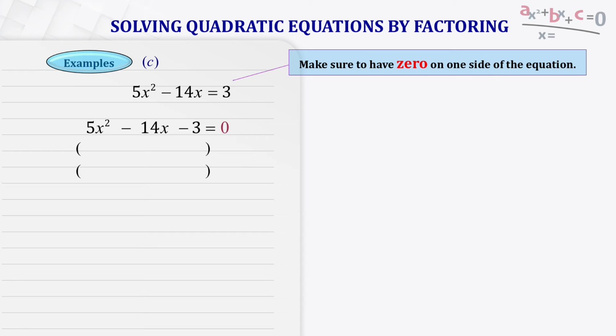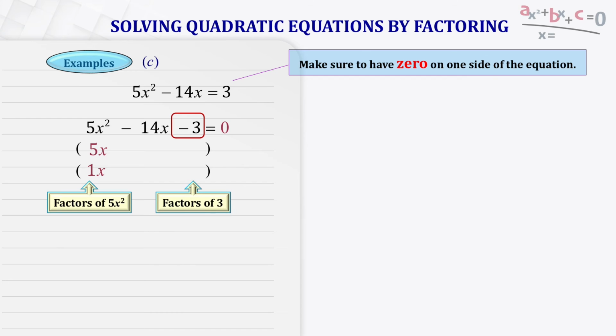For the first term, think about the factors of 5x squared. And place each factor, 5x and x, in the left part of each bracket. The order could be x on top and 5x on the bottom. Next, move to the last term. Find the factors of 3. 1 times 3.